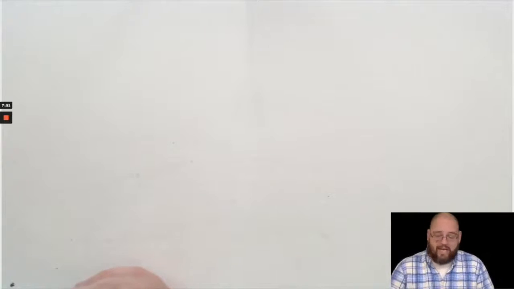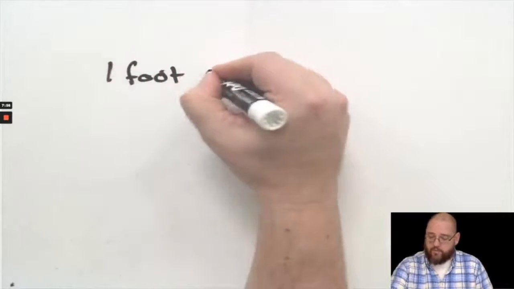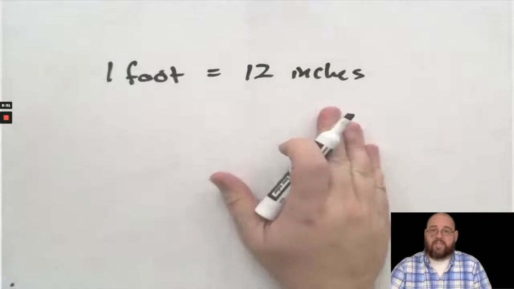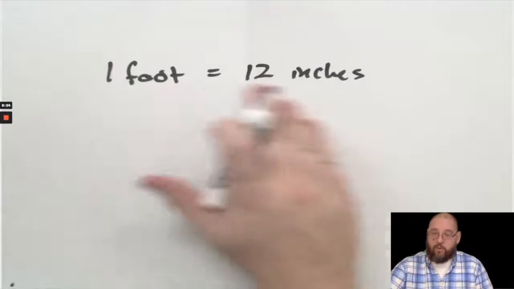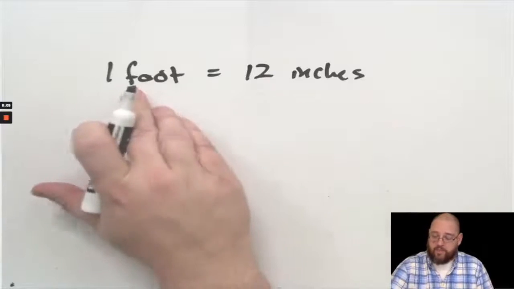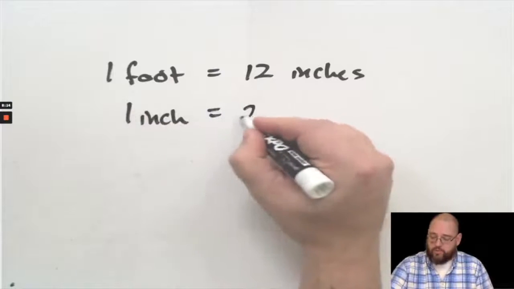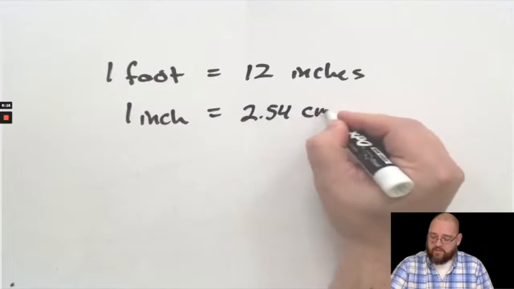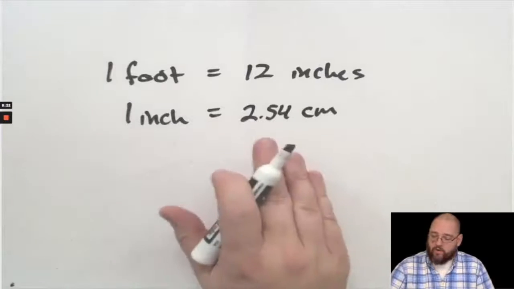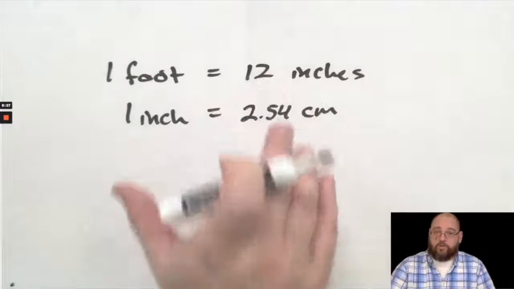So for example, we have 1 foot equals 12 inches. So this is a conversion factor. It's an equality that shows this quantity is equal to this quantity. This unit equals this unit. We also know that 1 inch equals 2.54 centimeters. So these are equal quantities, but they are different units. And these are our conversion factors.